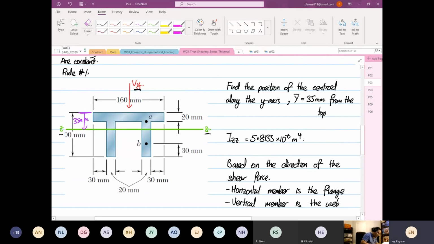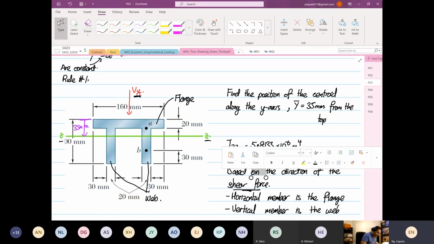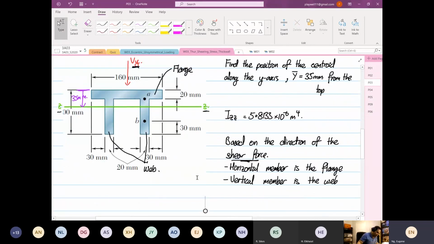Okay. So over here, what do I mean by that? So this part is horizontal relative to Vy. This is known as the flange. And the vertical one, this is known as the web. Okay. It's relative to the direction of the what? Of the shear force. Okay. So now if I were to say what is a flange, what is a web, you'll be able to understand now. Okay. So I'm going to copy the diagram again.